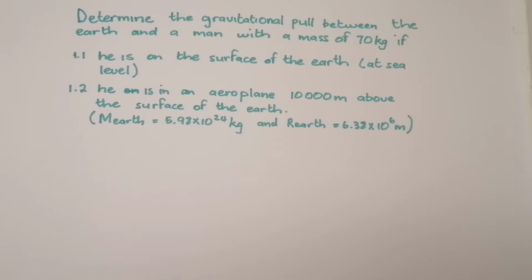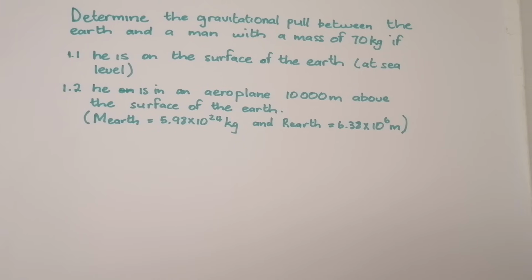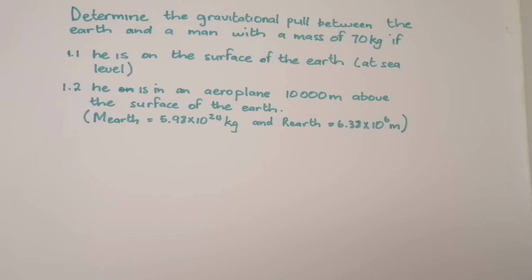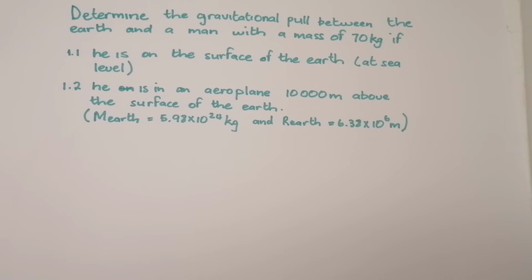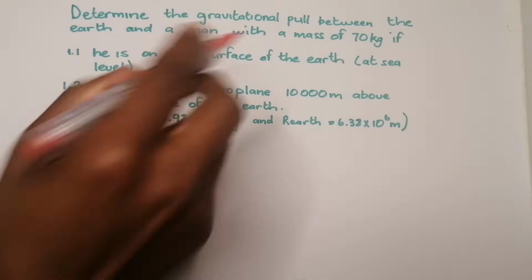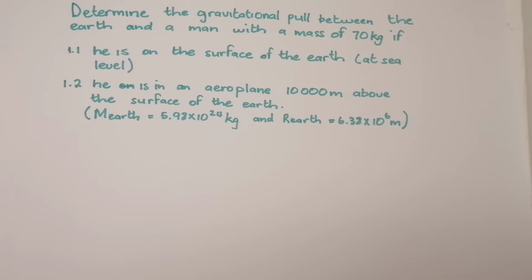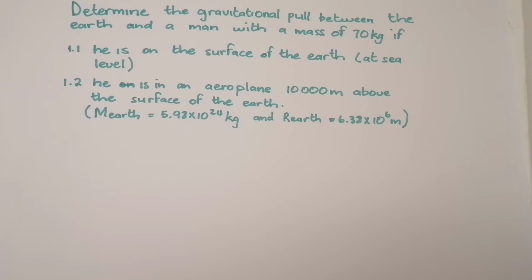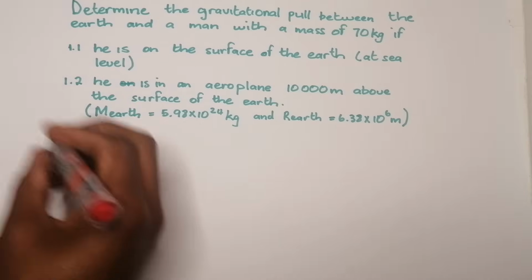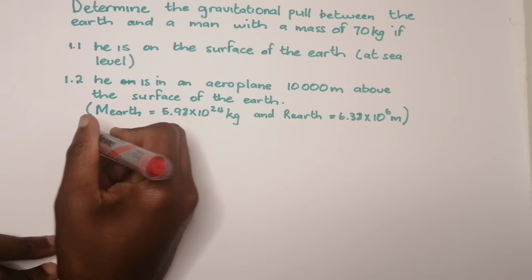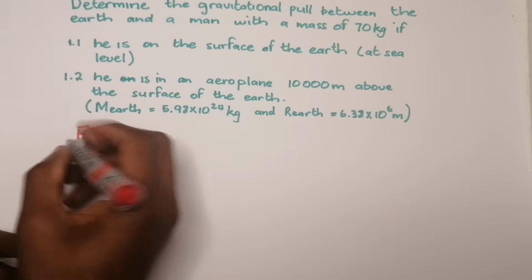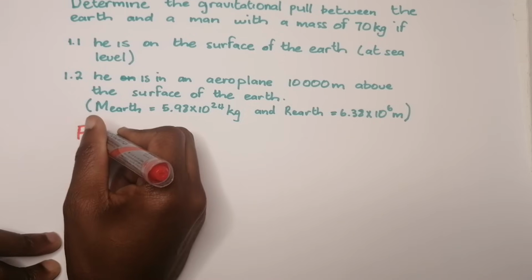Let's take this question. They said determine the gravitational pull between the Earth and a man with a mass of 70 kilograms if, first question, he's on the surface of the Earth, that is at sea level. So very straightforward question. We've got the mass of the person in kilograms. And by the way, something that I almost forgot to mention, the distance must always be in meters. We want the gravitational pull, meaning that we want the force between the Earth and the person on the surface of the Earth.